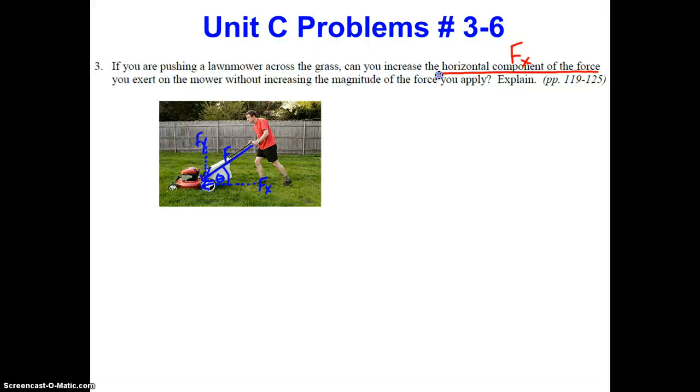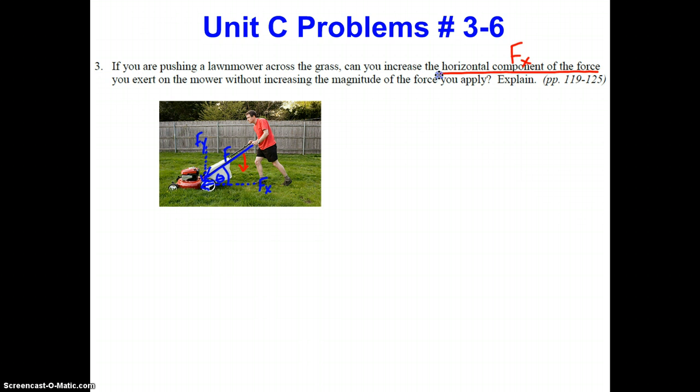Let's refocus on the question being asked here. Can you increase the horizontal component of the force you exert on the mower without increasing the magnitude of the force you apply? So what they're saying is, is it possible to increase Fx without increasing F itself? The answer is yes, if you take the force along the handle and simply lower the handle, or in other words, decrease the angle.